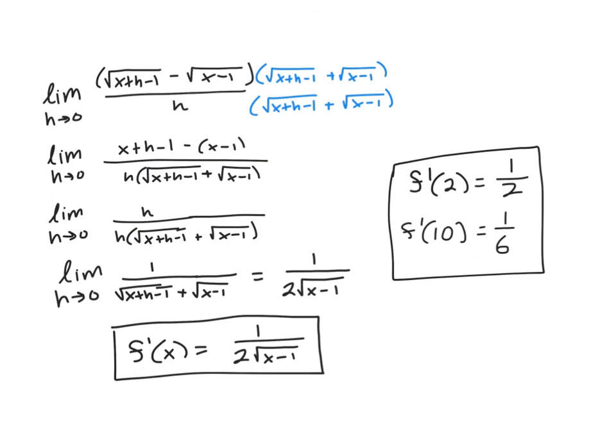We can use this derivative to find the slope of our original function when x equals 2, which becomes 1/2, and when x equals 10, which becomes 1 over 2 times 3, which is 1/6.